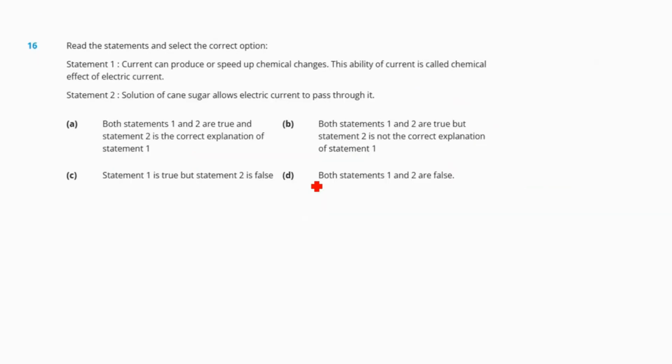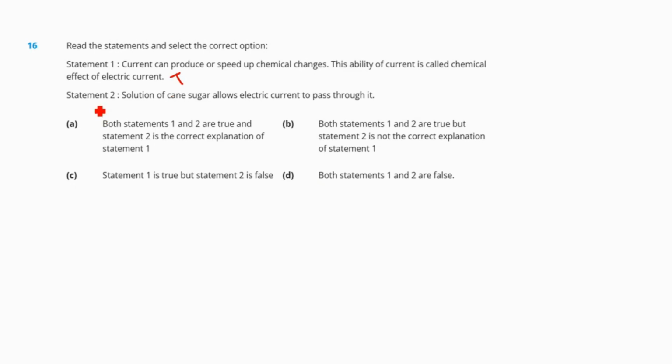Question number 16. Read the statements and select the correct option. Statement 1 says current can produce or speed up chemical changes. This ability of current is called chemical effect of electric current. So this is a correct statement, right? As the current speeds up the chemical change, a chemical reaction happens. So the first statement is true.